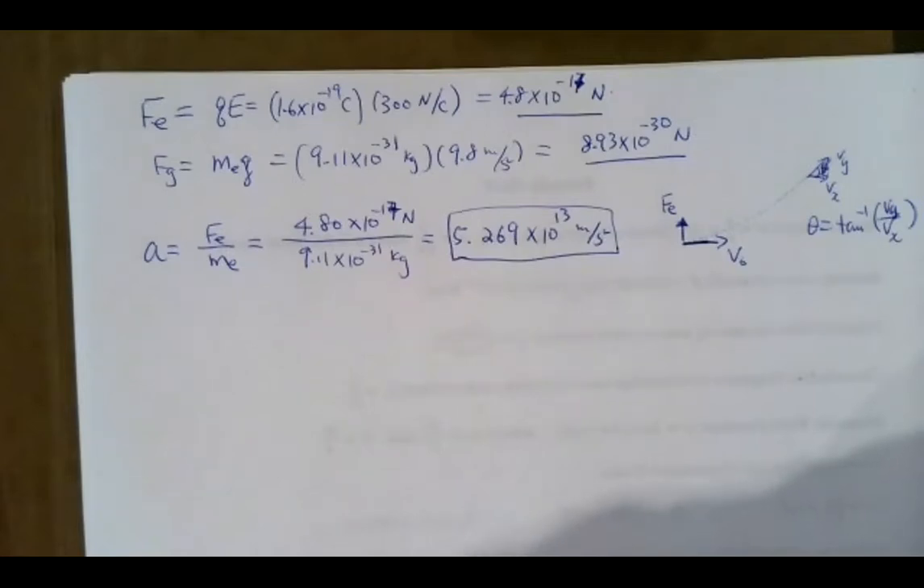So you were saying in the previous slide, right? So if you do Q over M times E, that's the same, right? Q is 1.6 times 10 to the negative 19, E is 300. Did you get a different number? Okay, so that's the same. So Q times E is the electric force, the F sub E, so the same here. All right.